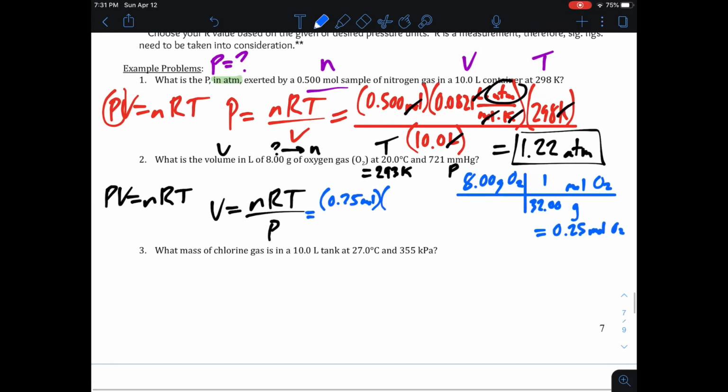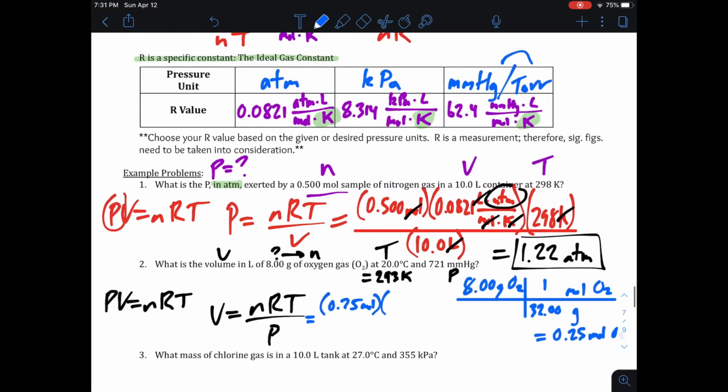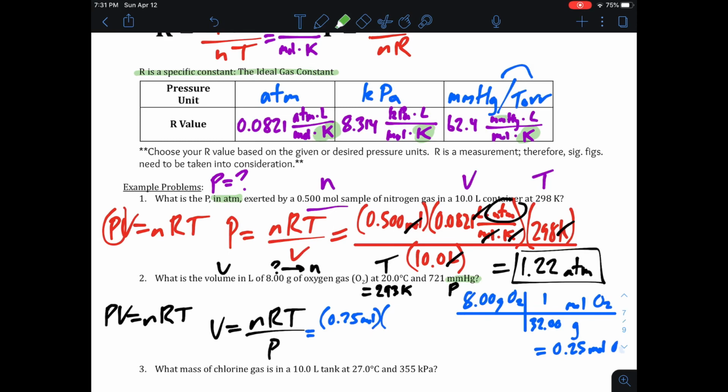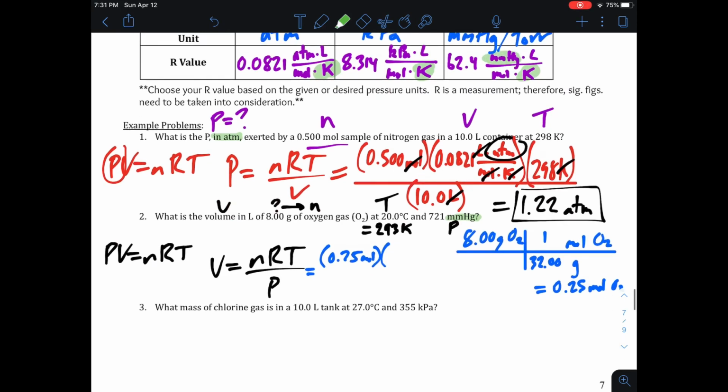We have our R value. Well, we have options. Which R value are we going to use? It depends on our pressure. And in this one, our pressure was in millimeters, so let's use the one that's got millimeters in it. This one up here.